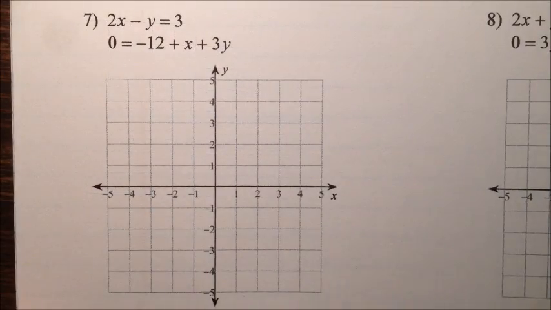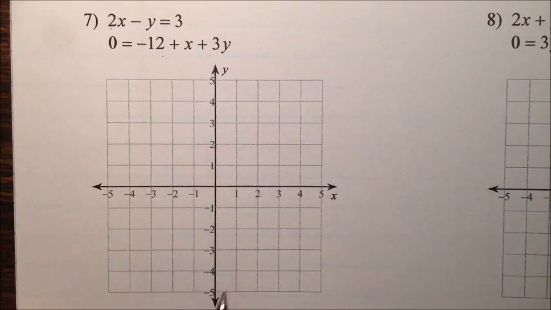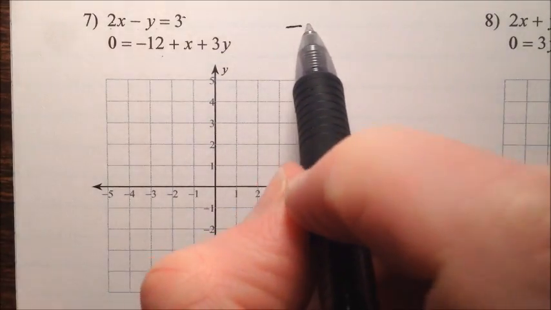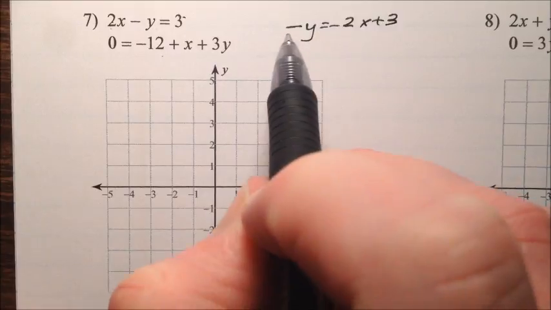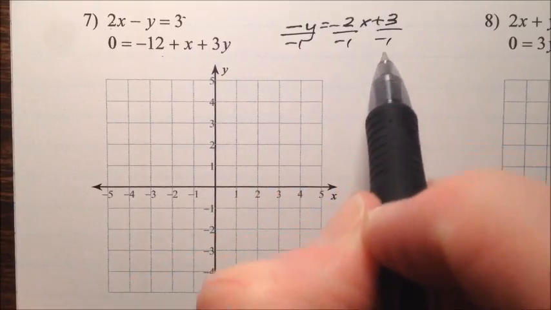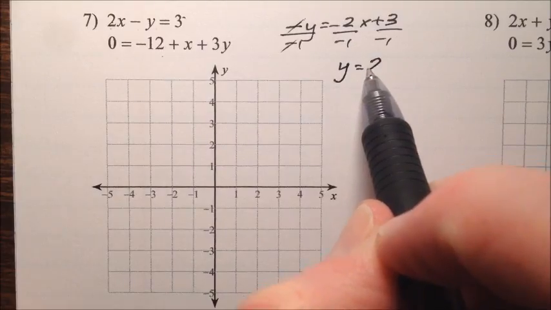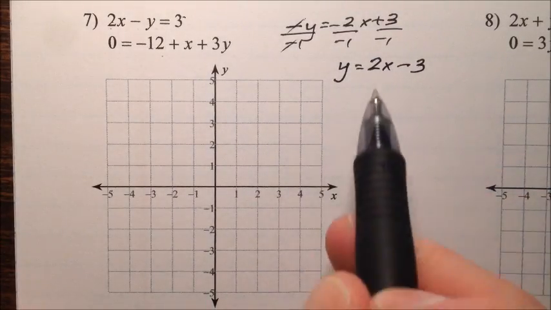So on number 7, I have two more equations. This 2x minus y equals 3. Let's look at him first. So if I bring this 2x on the other side, it'll end up being negative y equals negative 2x plus 3. And then I can divide everything by negative 1 to get rid of the negative. So it'll be y equals positive 2x minus 3. Okay, let's go ahead and graph him.